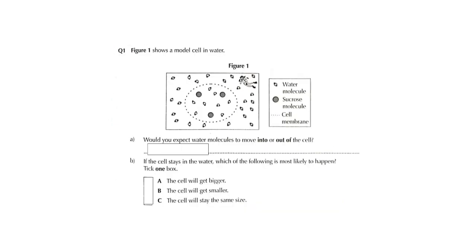Next, Figure 1 shows a model cell in water. Would you expect water molecules to move into or out of the cell? The water molecules are going to move from the outside into the cell. Okay, there are a lot of water molecules outside. There's no sucrose. There's a higher concentration of sucrose inside the cell. Because the sucrose can't move by diffusion because it's too big, the water is going to move inside the cell. If the cell stays in the water, it will get bigger because more particles of water are going to get in.